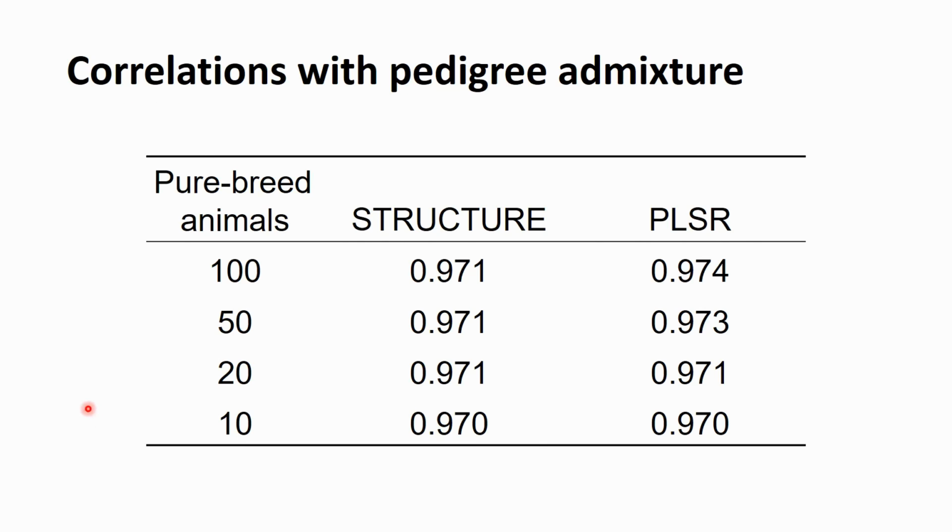And what we see, surprisingly, is that the number of purebred individuals or animals in the reference set had really almost no impact on the results. So even with 10 individuals, we are basically really good in terms of determining the admixture proportions when it comes to correlations with pedigree admixture.